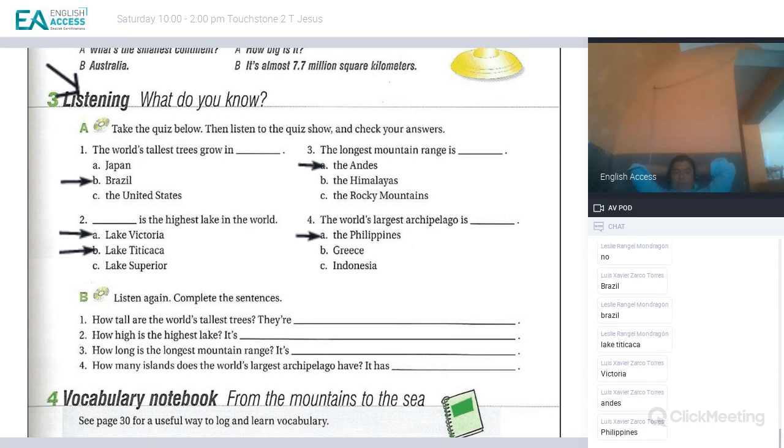Okay, now here's the last question. What is the world's largest archipelago? An archipelago is a group of islands, right? That's correct. What's the largest group of islands? I think... it's the Philippines. No, wait. It's Indonesia. Correct. Indonesia is the world's largest archipelago. It has about 13,000 islands. Congratulations, Maria. You answered all 4 questions correctly.